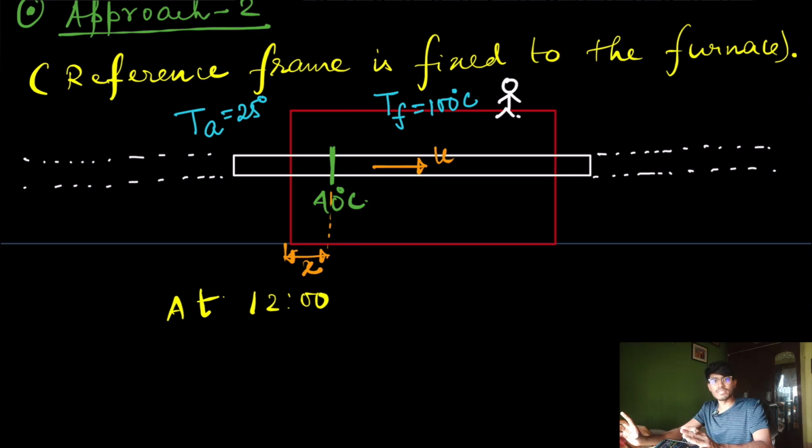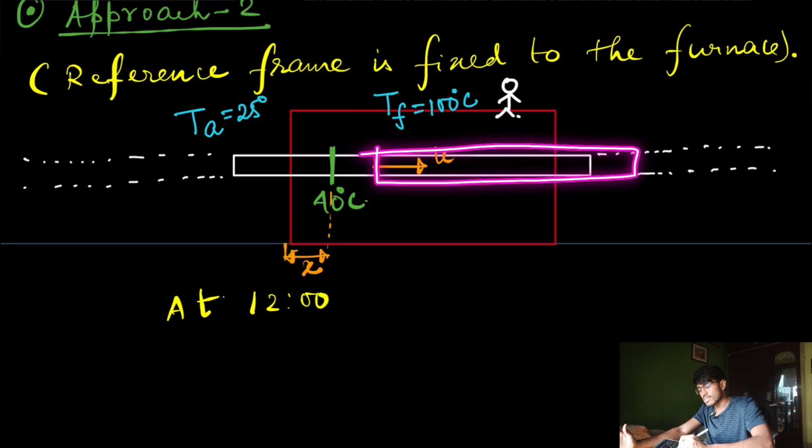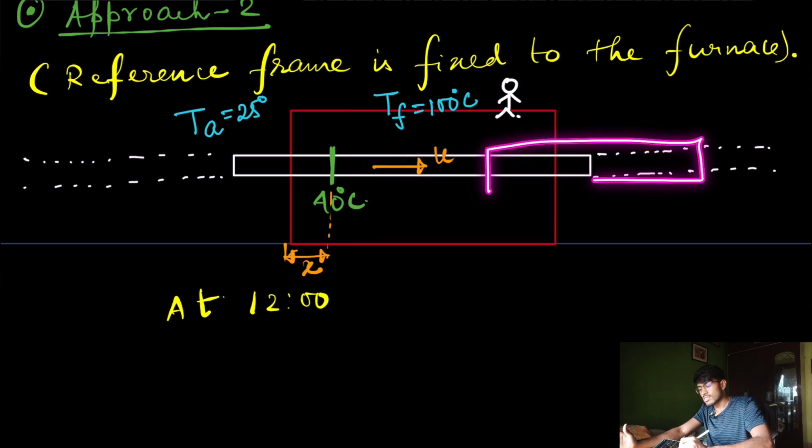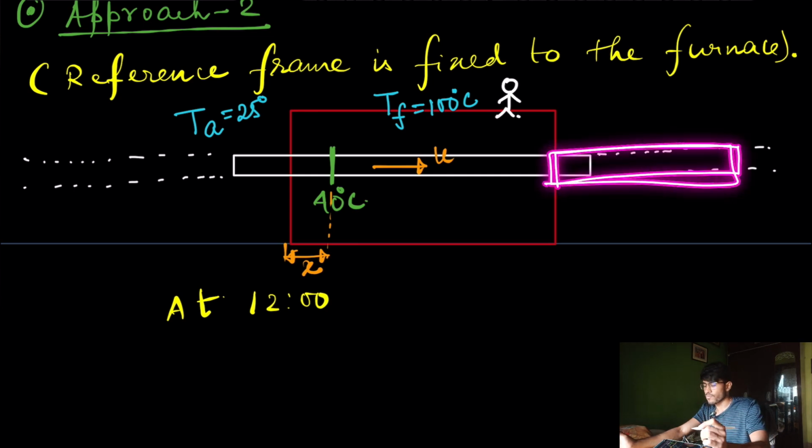Okay, so had it been a finite sheet, then you could have said that my sheet is passing through it. So at 12 o'clock my sheet is like this. At maybe 12:15 my sheet has gone to this. At 12:30 my sheet has gone to this, and at maybe 1 p.m. my sheet has passed through the furnace.